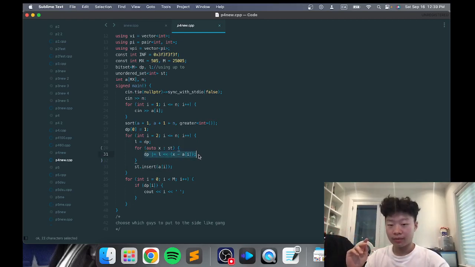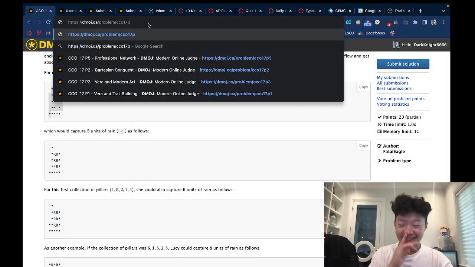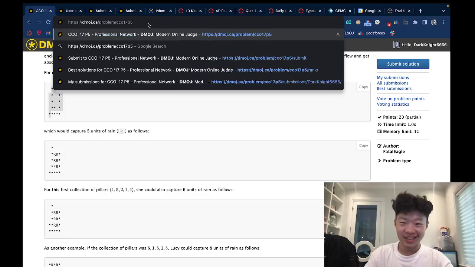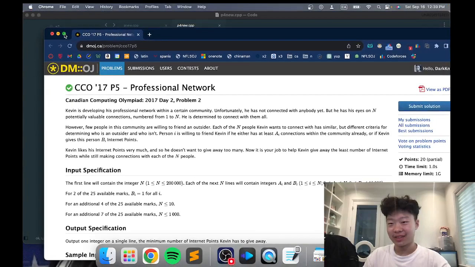It's bitset OR-equals the shifted bitset, and then insert it. And then boom, the water line. Trust the process. Okay, whatever.